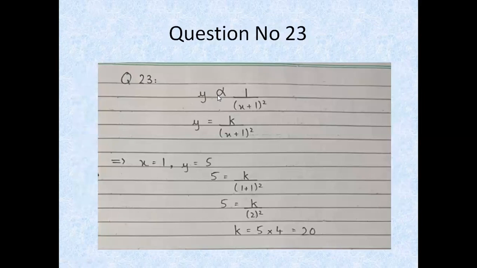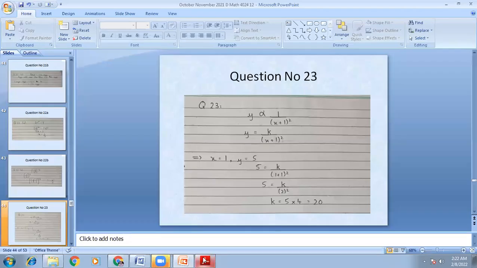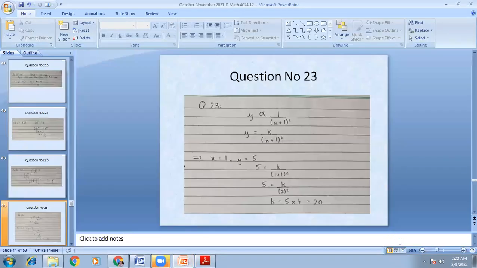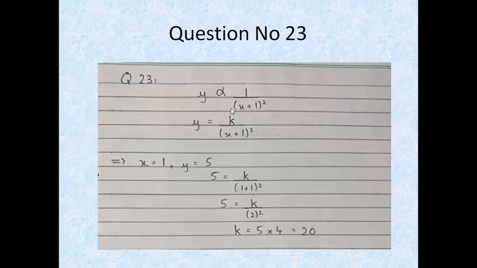He said y is inversely proportional. Let me check again. Yes, inversely proportional. So y is inversely proportional to (x + 1) whole squared, so y will be equal to k by (x + 1) whole squared. A set of values is given, x equals 1, y equals 5. I will substitute these values in this equation. So 5 is equal to k by (1 + 1) whole squared, so you will have 5 equals k by 2 squared. So k will be equal to 5 multiplied by 4, and k will be 20.